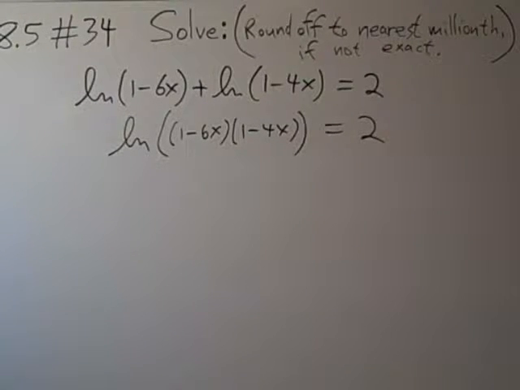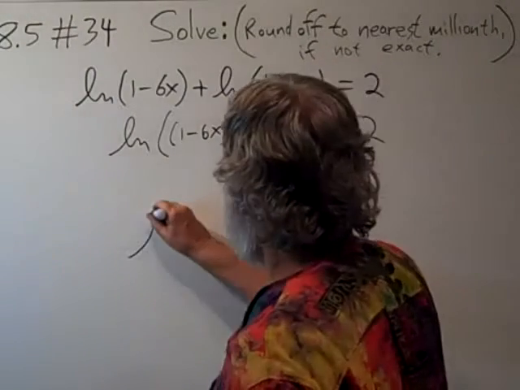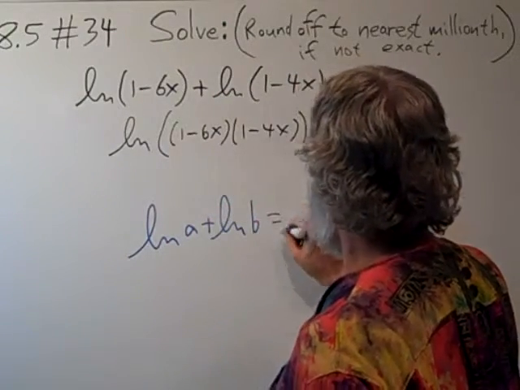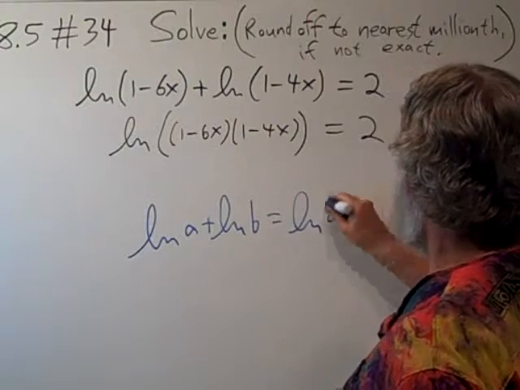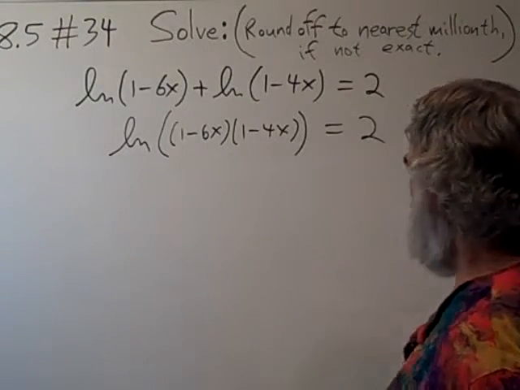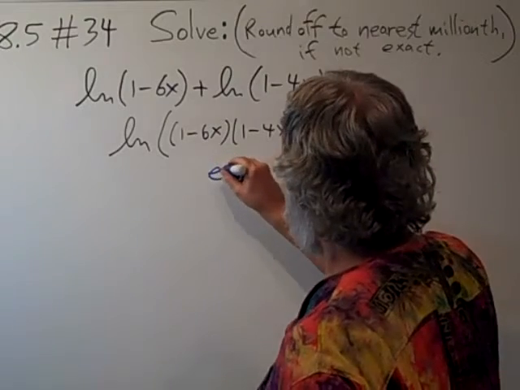Here I've started off solving the equation using the property that the natural log of a plus the natural log of b is the natural log of a times b, to rewrite this sum of logs as a log of a product. Now we go to exponential form.